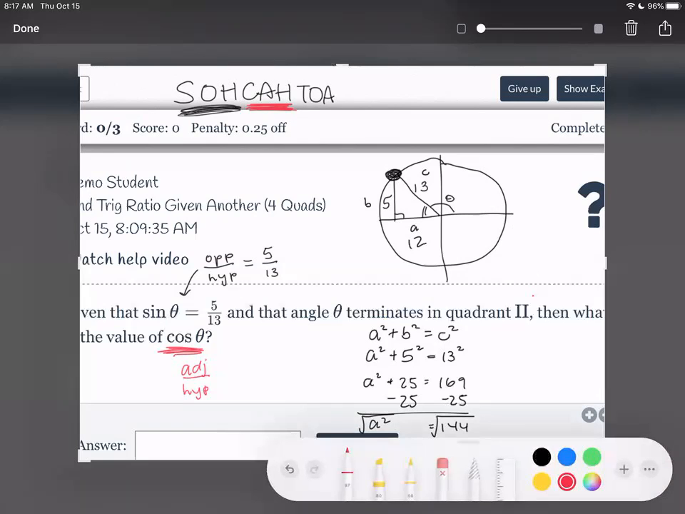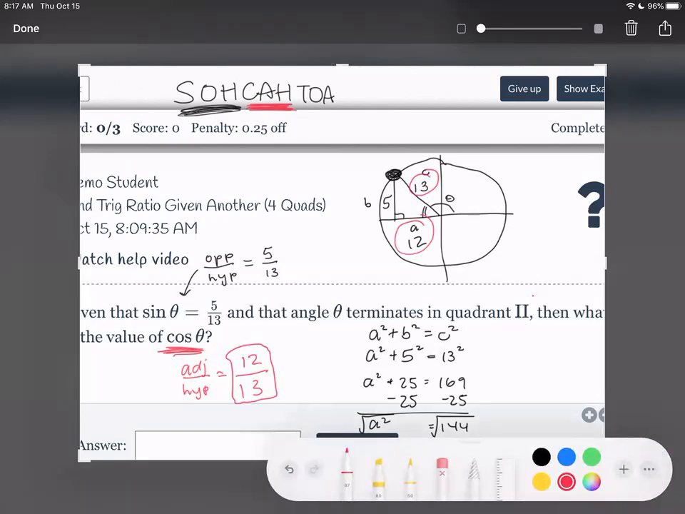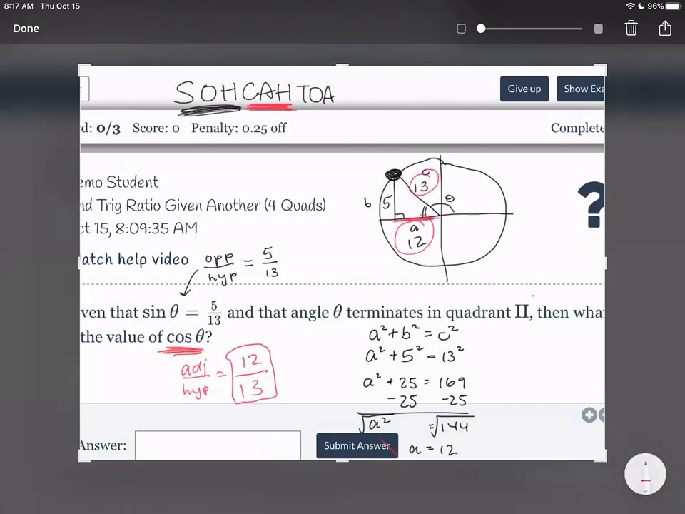Okay, so then we're going to solve for cosine of theta. The adjacent would be the 12 over the hypotenuse would be the 13. So our cosine of theta is 12 over 13. Oh wait, there's one more thing I forgot. Remember, in quadrant 2, the x value has to be negative. The x value is the horizontal portion over here, this red line that I drew in our triangle. Since we're going to the left of the origin, this has to be a negative x value. So instead of a positive 12, it has to be a negative 12.